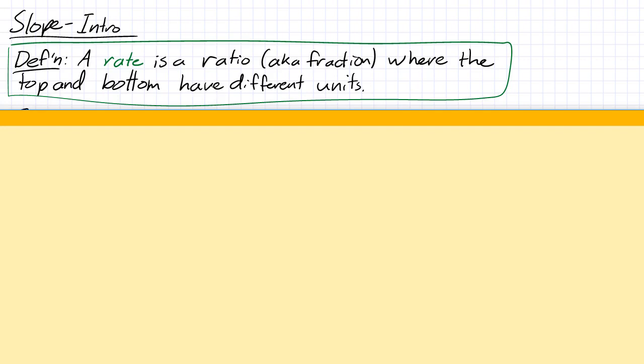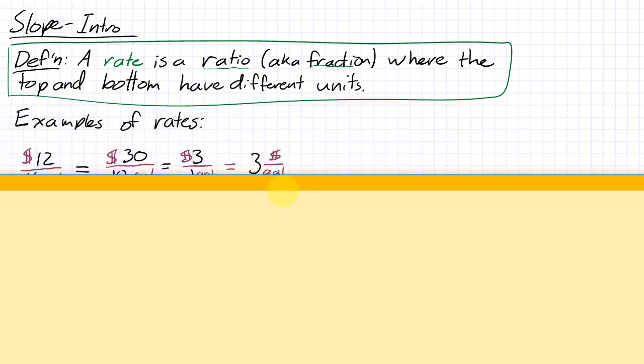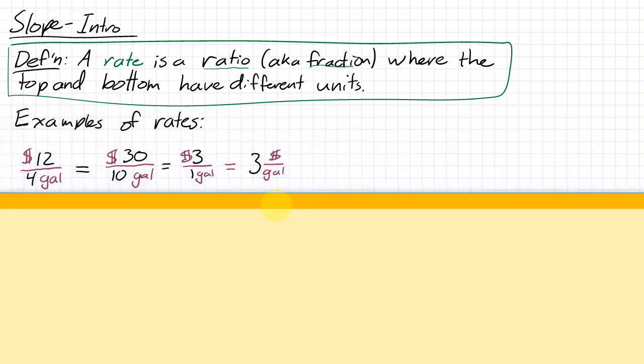So first, the term rate in mathematics means this sort of specific thing. It means a ratio. Remember, ratio is just another word for a fraction. So a rate is a fraction where the top and bottom of the fraction have different units. So here's a couple examples of rates.